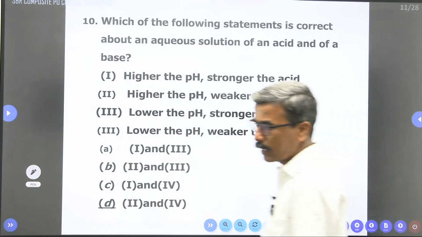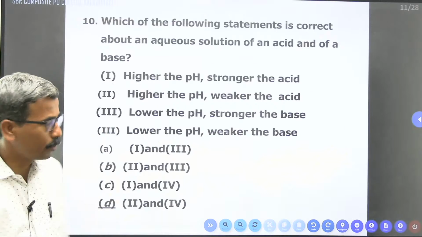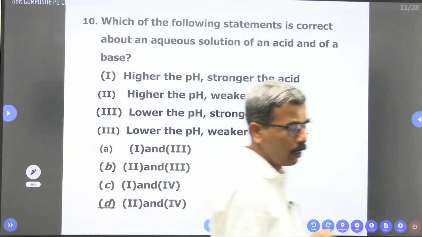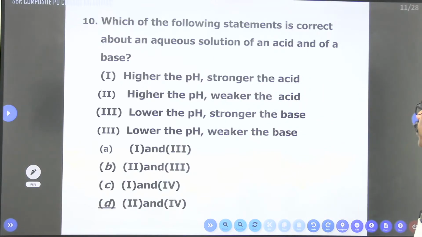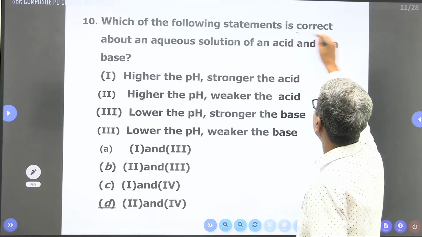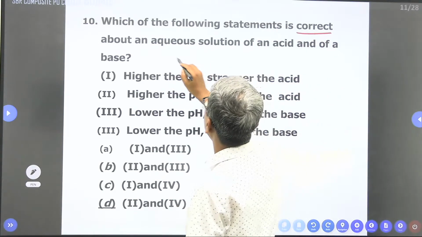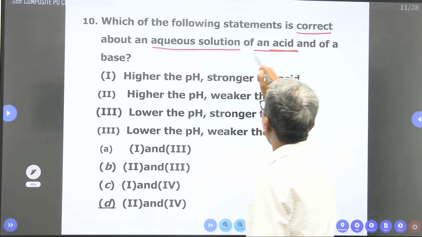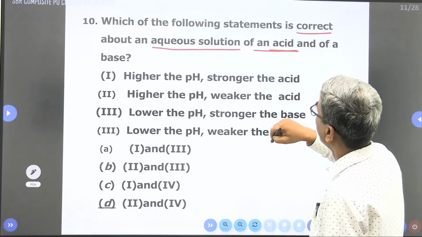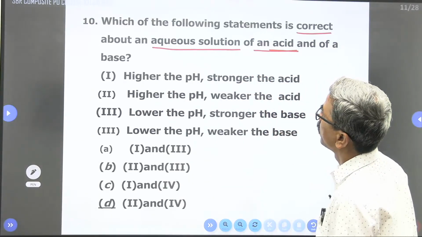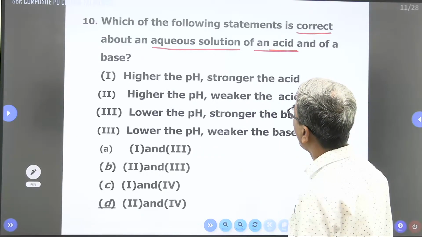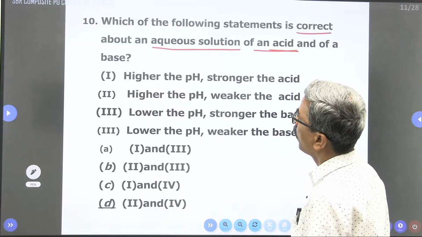Now moving to the next question, question number 10. The statement of the question is: which of the following statements is correct? They are asking about an aqueous solution of an acid and an aqueous solution of a base. I am reading the statement once again: which of the following statements is correct about an aqueous solution of an acid and an aqueous solution of a base?